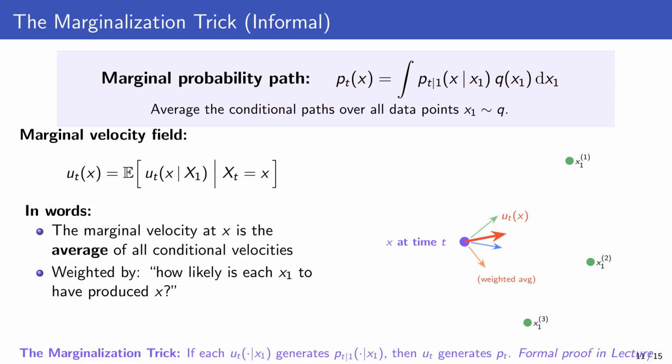The marginalization trick states, if each conditional velocity field generates its respective conditional path, then the marginal velocity field generates the marginal path. This is the mathematical guarantee that the divide and conquer strategy works. Designing easy conditional paths individually is equivalent to designing the hard marginal path. We will prove this formally in Lecture 4. For now, the key takeaway is, we never need to compute the marginal velocity directly. We only work with conditional velocities.